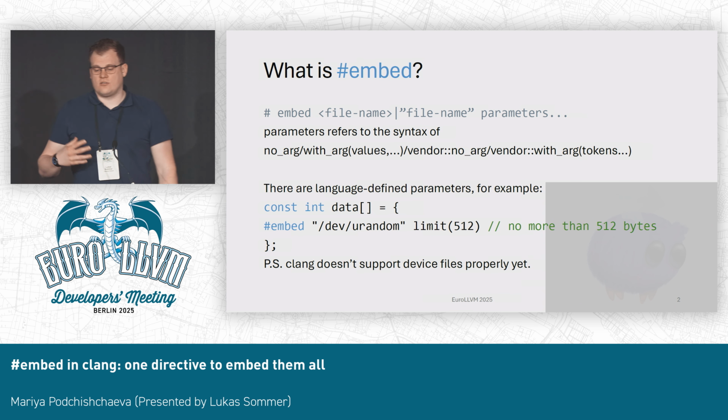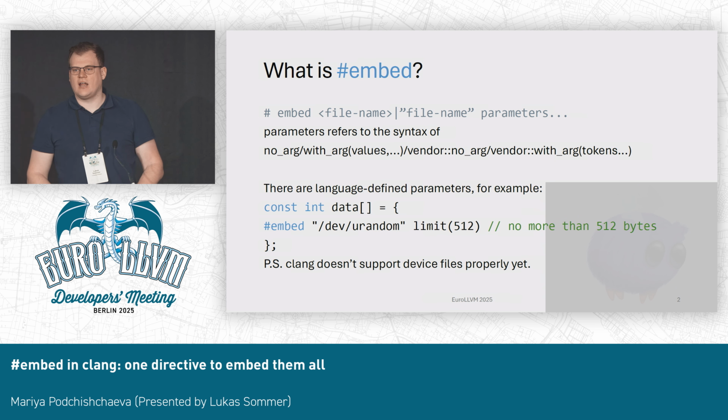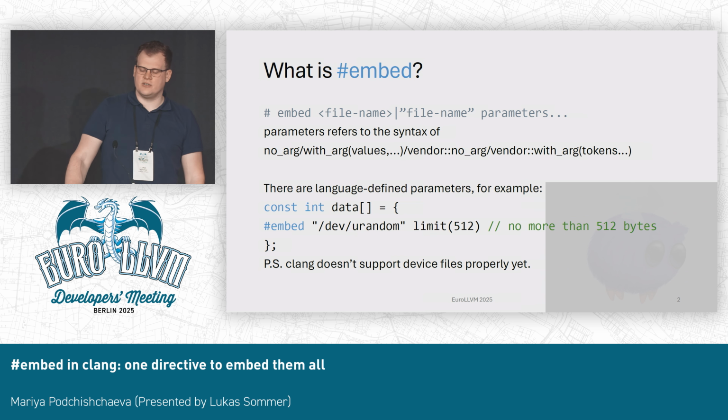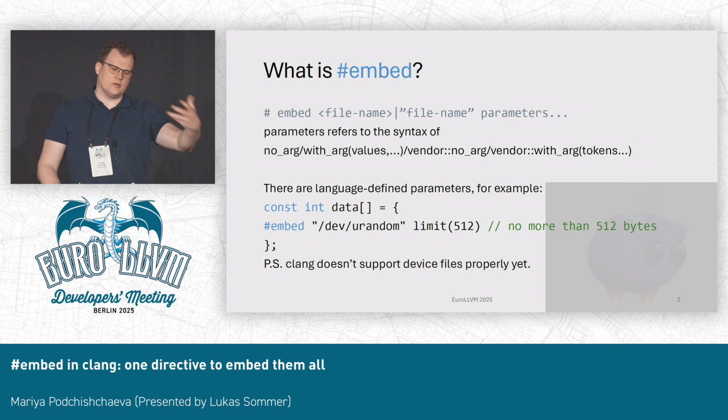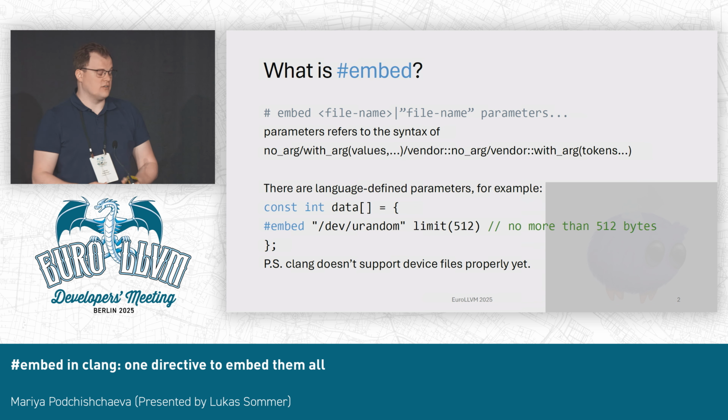In addition, you get some parameters that you can specify. For example, you have this limit parameter now that basically lets you decide how much of the data you want to import from a file. What's also nice about the embed directive is that, similar to the include directive, it resolves in the file system, so you only specify the name and the compiler will take care of resolving the file name.